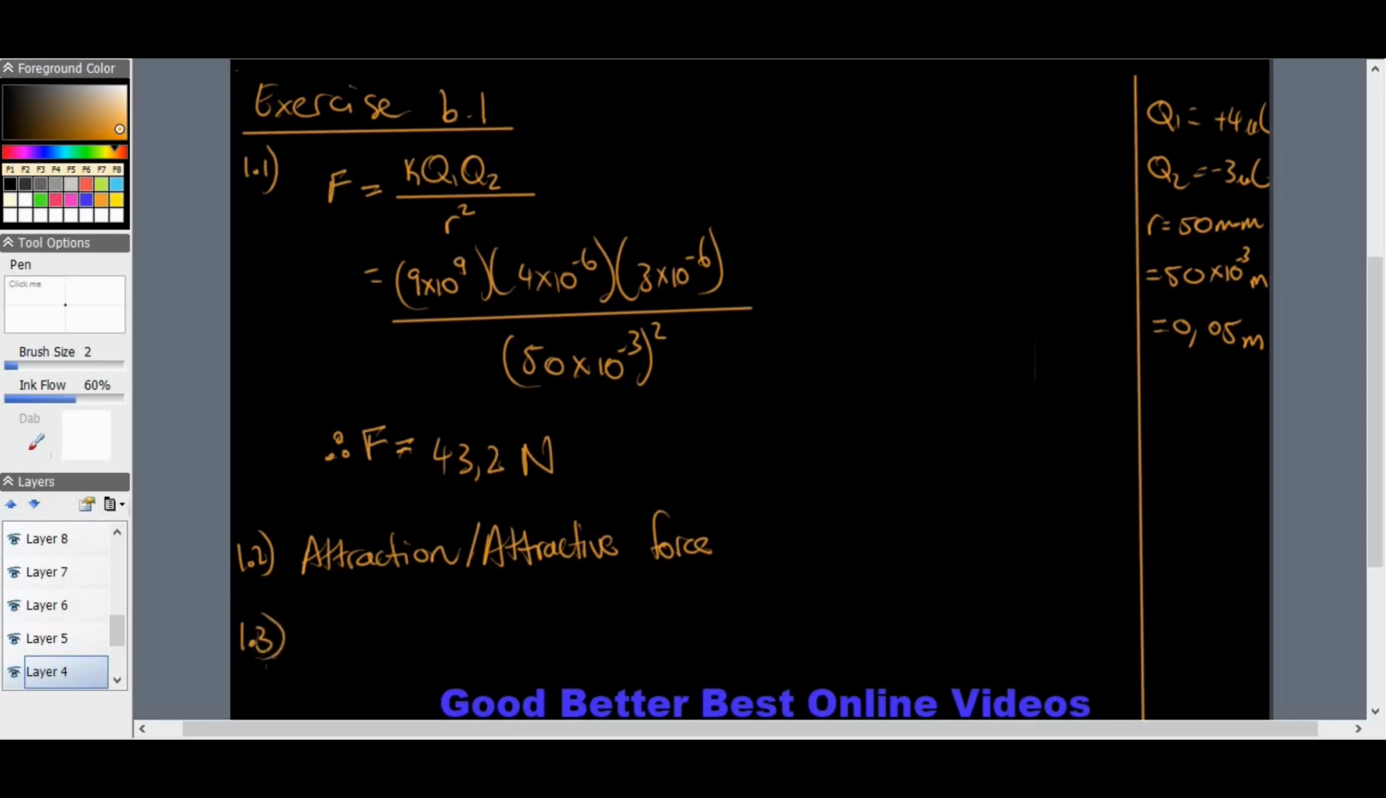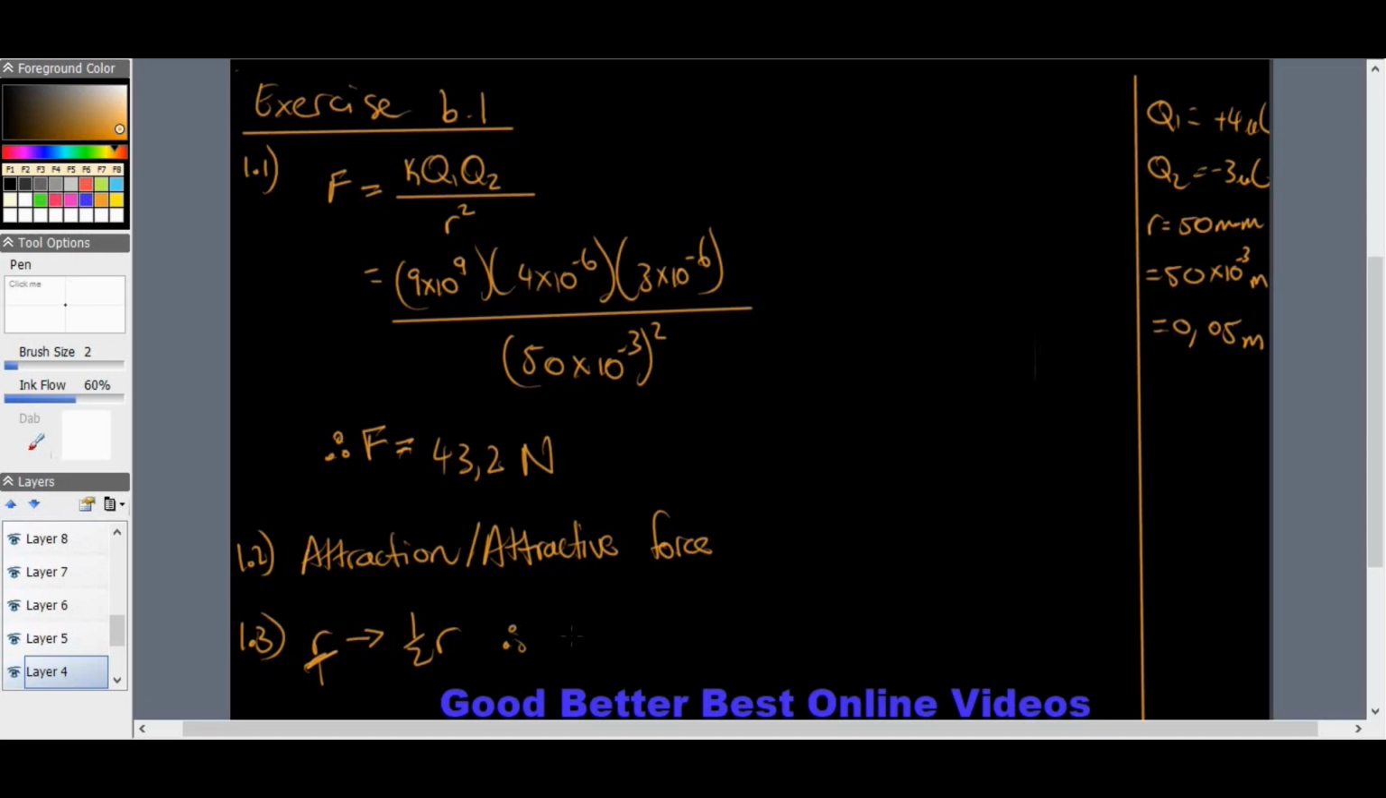Right, 1.3: if the distance between the spheres is halved, how will this affect the magnitude of the force? Alright, so if distance is halved, R is now no longer just 1R, R is now half R, right? Because this is R over 1, R divided by 2 would be half. Does that make sense to everyone, yes or no? Yes. Okay, cool. So now remember, distance is always squared in the formula.